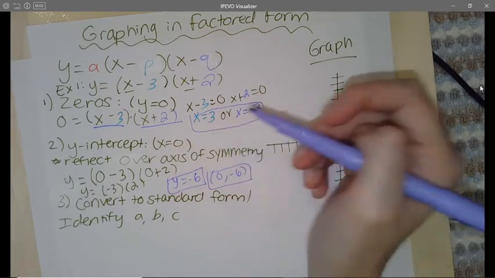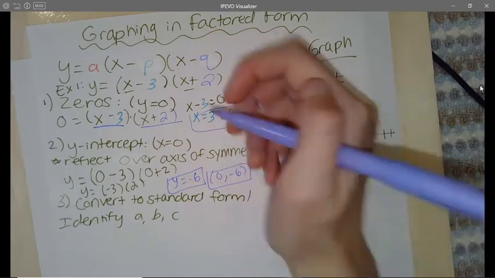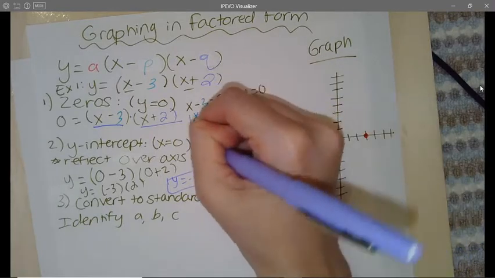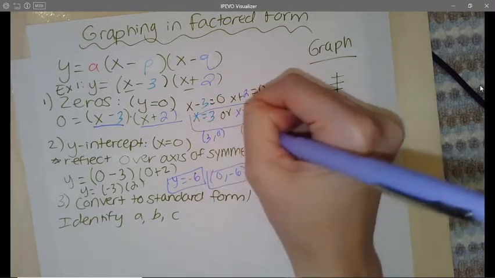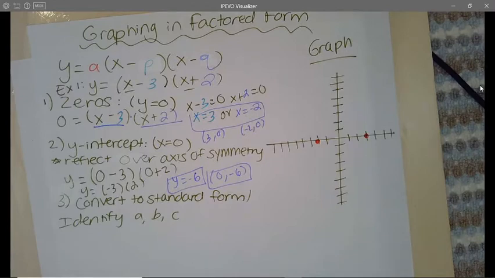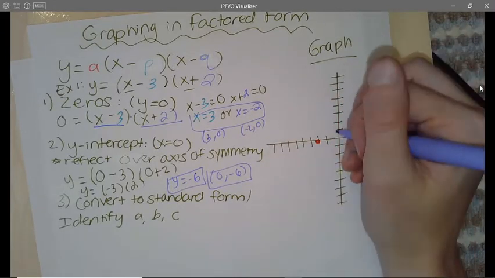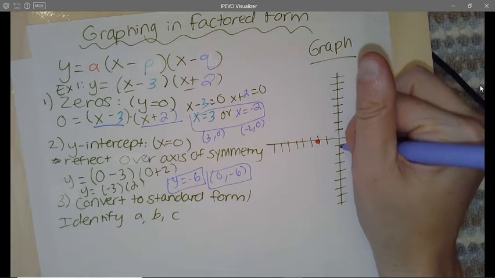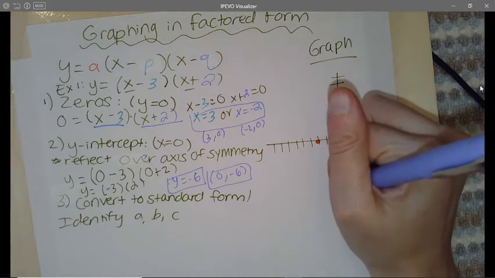Technically, you could write the zeros, or the x-intercepts, as points as well. Like I could have written this as (3, 0) and (negative 2, 0). So those all mean the same thing. Okay, so my y-intercept is at negative 6. So 1, 2, 3, 4, 5, 6.